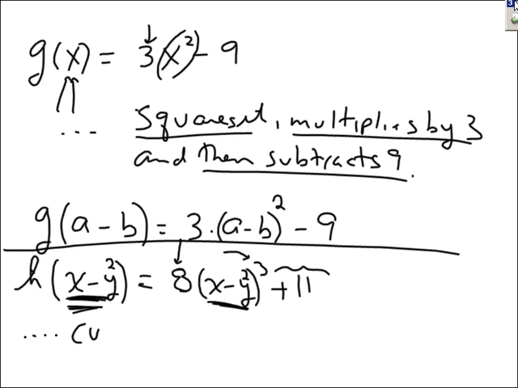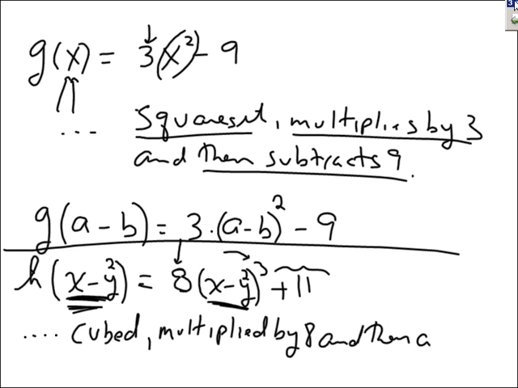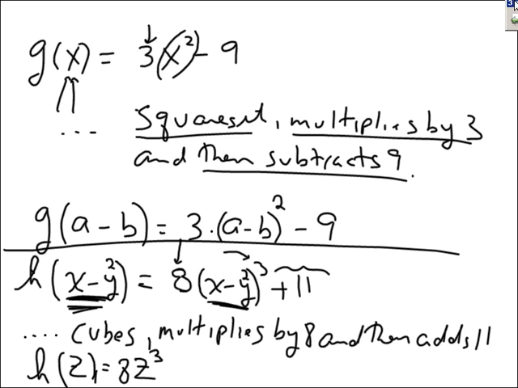Whatever is in the brackets, it gets cubed, multiplied by 8, and then it adds 11. Well, we don't say past tense. It cubes what's in the brackets, it multiplies it by 8, and then it adds 11. I don't care what's in the brackets, I care what's happening to what's in the brackets. So if somebody were to ask you what h of z would be, you should say, well, I take what's in the brackets, z, I cube it, I multiply it by 8, and then I add 11.